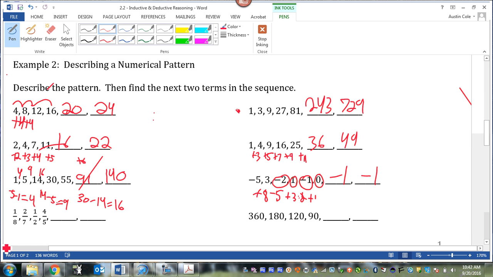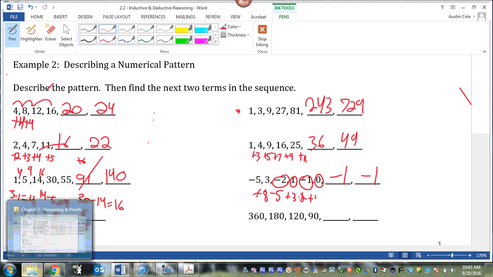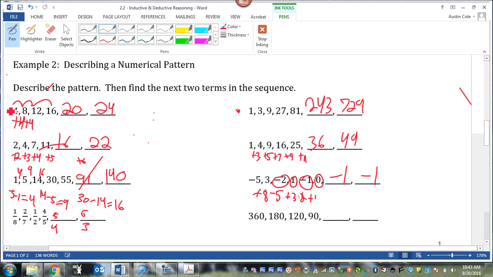Got 1/8, 2/7, 1/2, 4/5. Hunter, what do you think this one is? 5/4 and 6/3. Where did you get that? Because after 4/5, it's moving up, so it would be 5/4. Okay. So what are you doing to your numerator between each of these? The numerator's going up and the denominator's going down. Going up by what? 1. Plus 1. Denominator is going down 1.